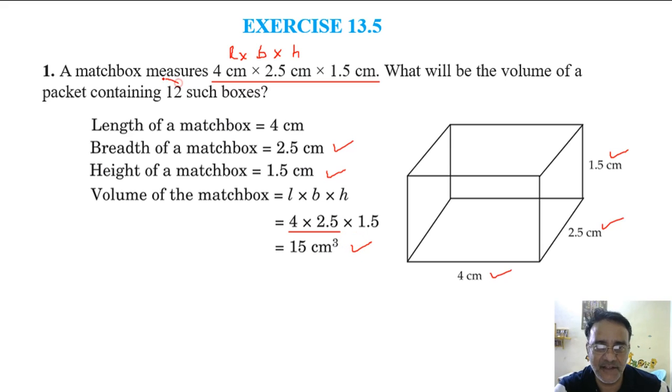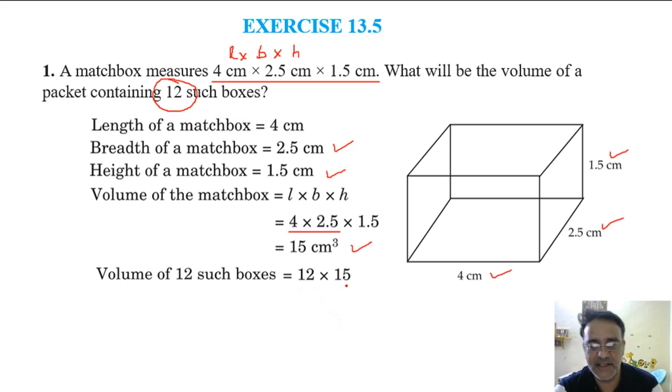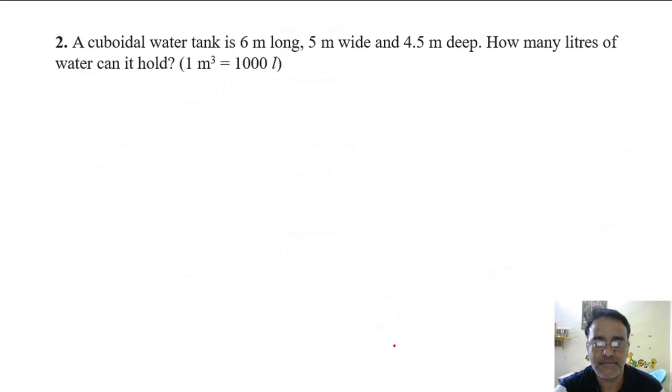Now we have to find the volume of 12 such boxes. So we have to multiply by 12. So 12 into 15 is 180 centimeter cube. So this is the first question. Any doubt in this question? No, sir. Okay. Now we'll move towards question number 2.